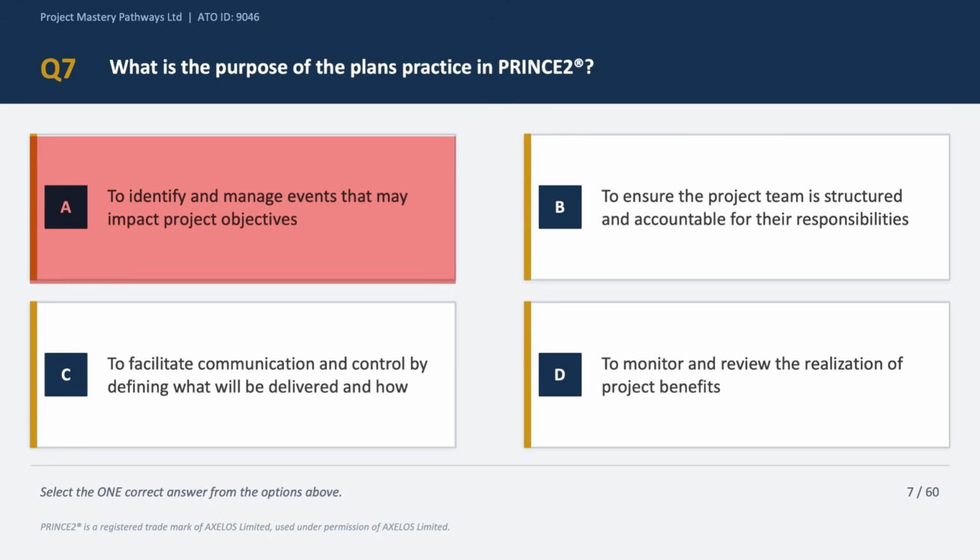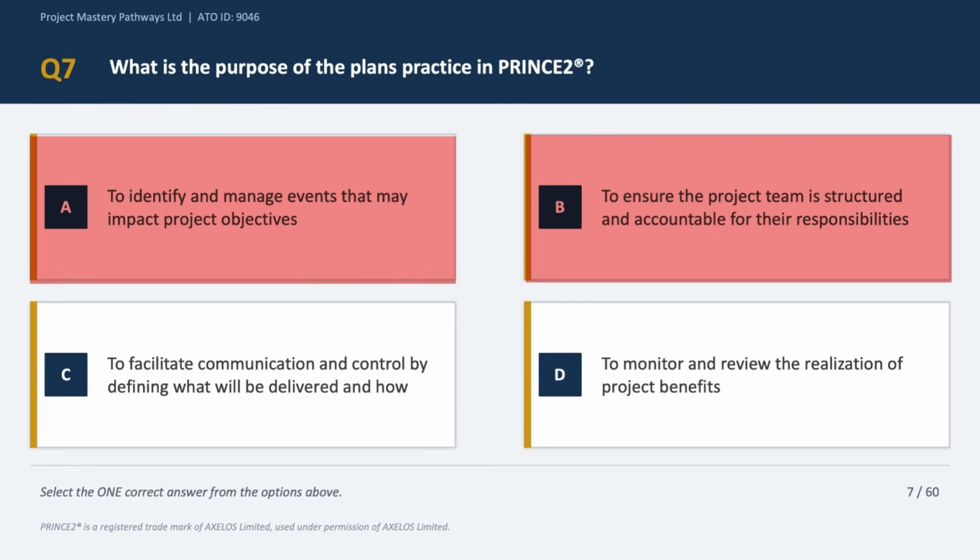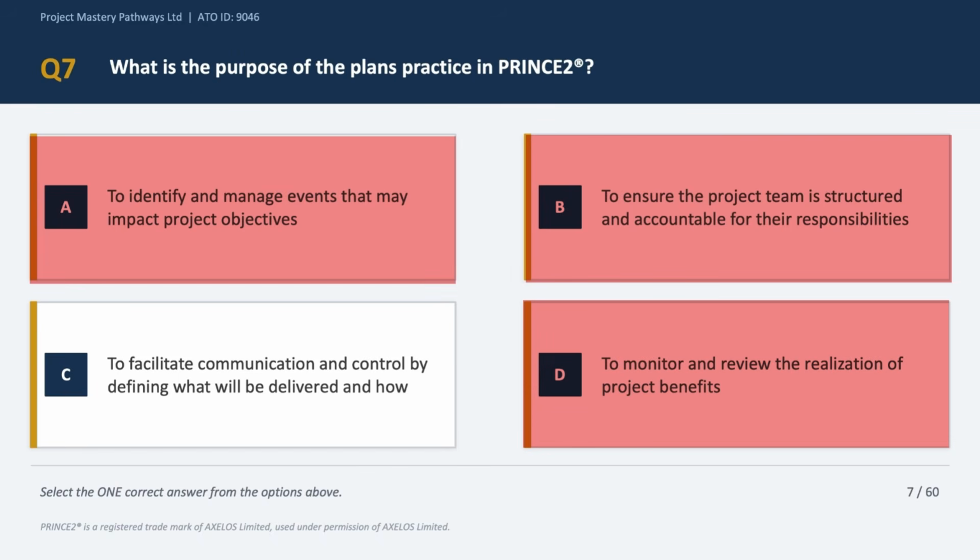Option B says to ensure the project team is structured and accountable. Now that sounds more like the organization practice, right? It really does not gel quite well with the plans practice. So option B is incorrect. Let's look at option D, which says to monitor and review the realization of the project's benefits. Now that sits more with the business case practice, and that is why option D is incorrect as well.